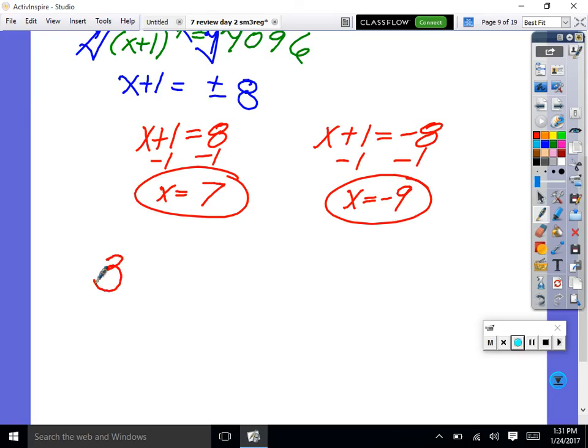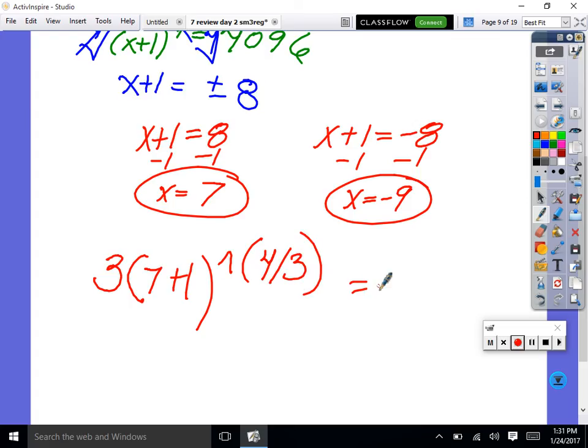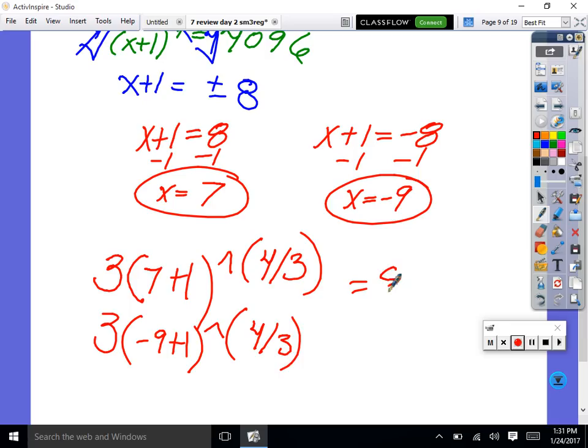Type in 3 into your calculator, put a parenthesis. Let's plug in 7 in for x. 7 plus 1, and then caret parentheses, 4 divided by 3, close your parentheses. Hit enter. It equals 48. Okay, do the other. We're checking that's 48, so that one worked, because that's a true statement. It was supposed to equal 48, and it did.